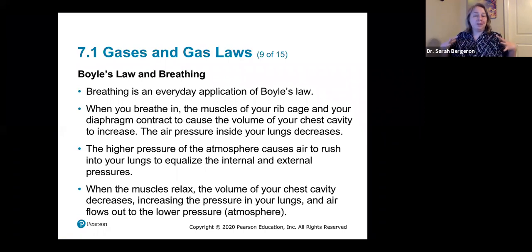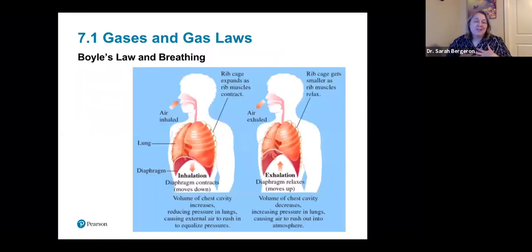Our air pressure inside of our lungs is going to decrease. And because we have a low pressure inside of our lungs and a relatively high pressure out here in the atmosphere, what happens? Air rushes into my lungs and it equalizes the internal and external pressure. Now, when those muscles relax and I exhale, why am I exhaling? Well, the volume of my chest cavity actually decreased, which increased the pressure in my lungs, and air flows out. So it's kind of easier to see in a picture.